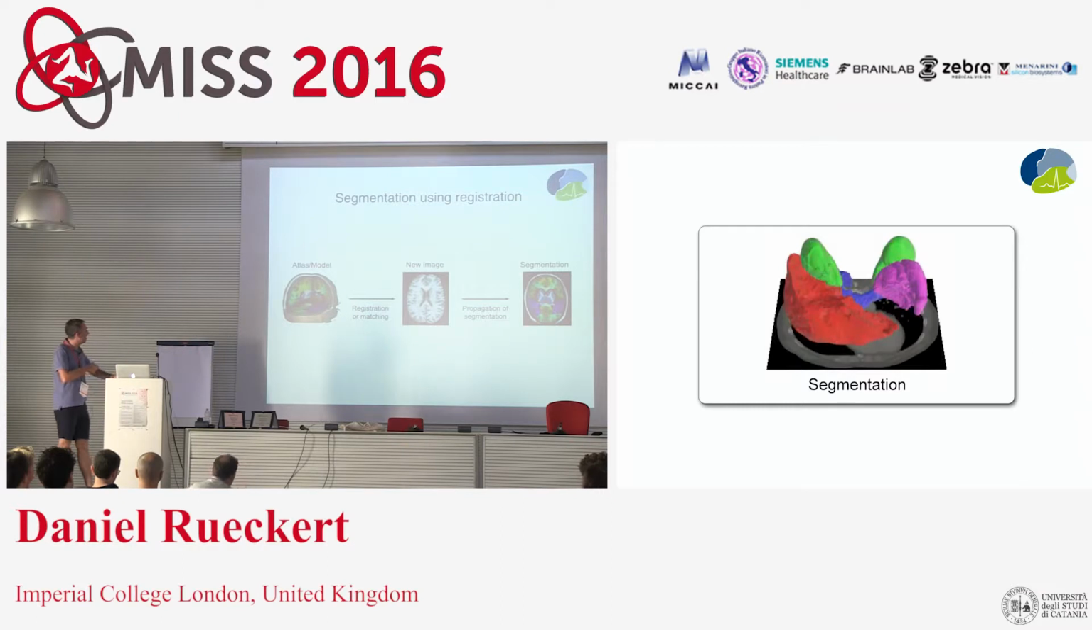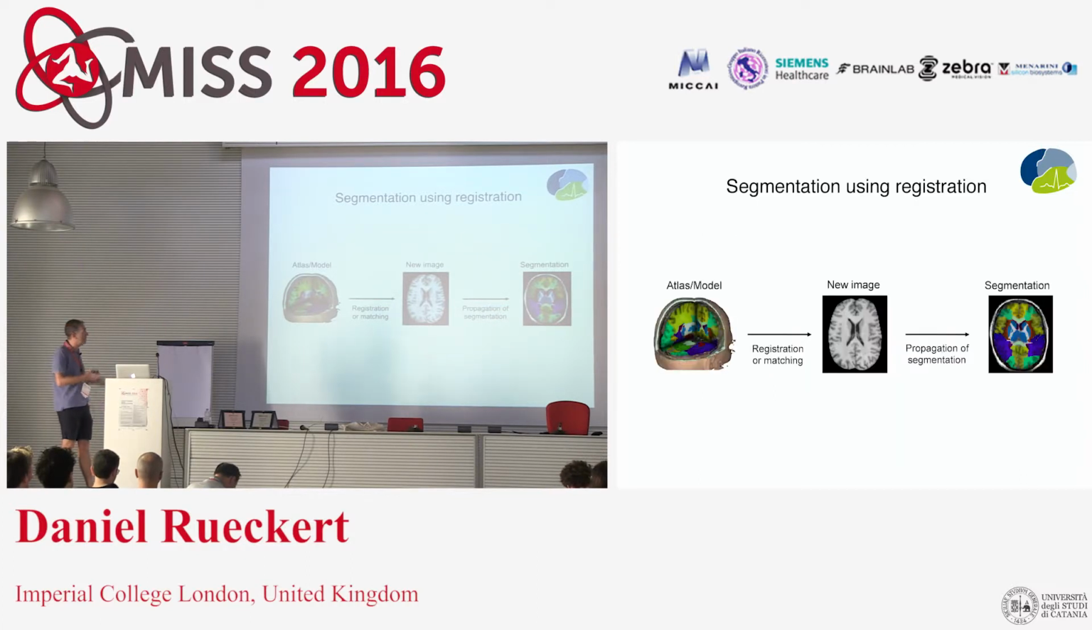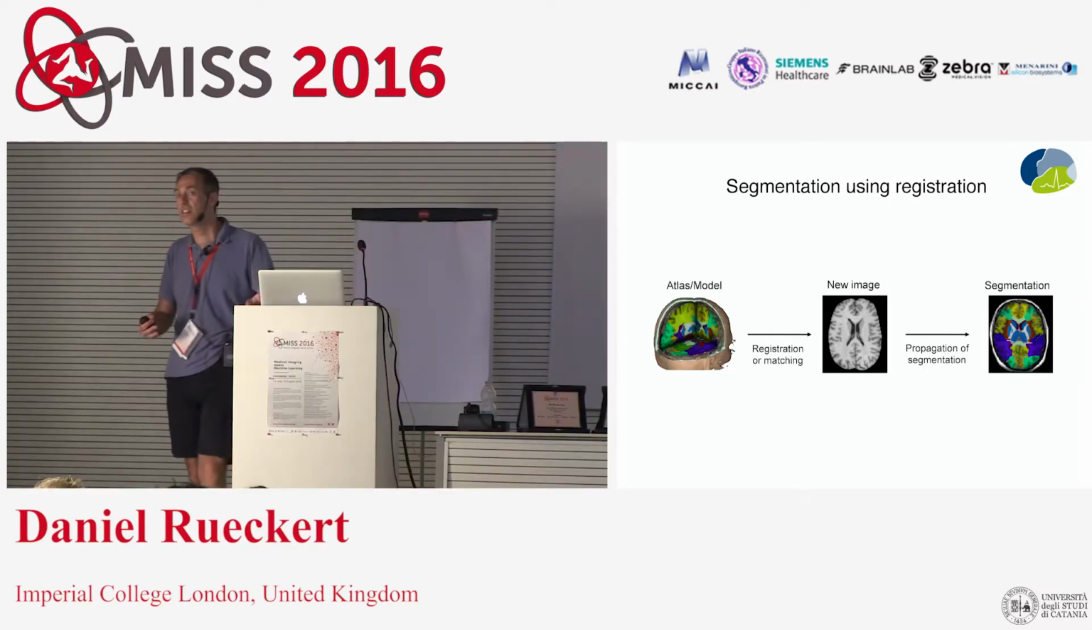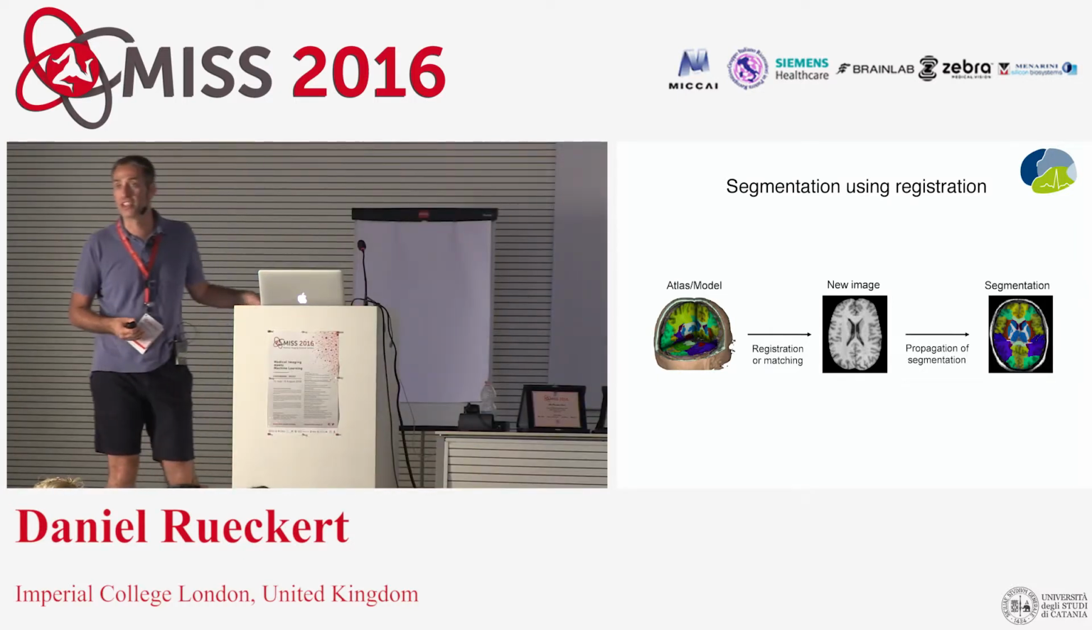So if I have an atlas or a model of my anatomy, you can view this simply as a labeled data set. If I have a labeled, for example, brain or a labeled scan of the heart, I can interpret my new data set simply by registering this atlas model to my new data set and propagating the labels into that new data set. Okay?